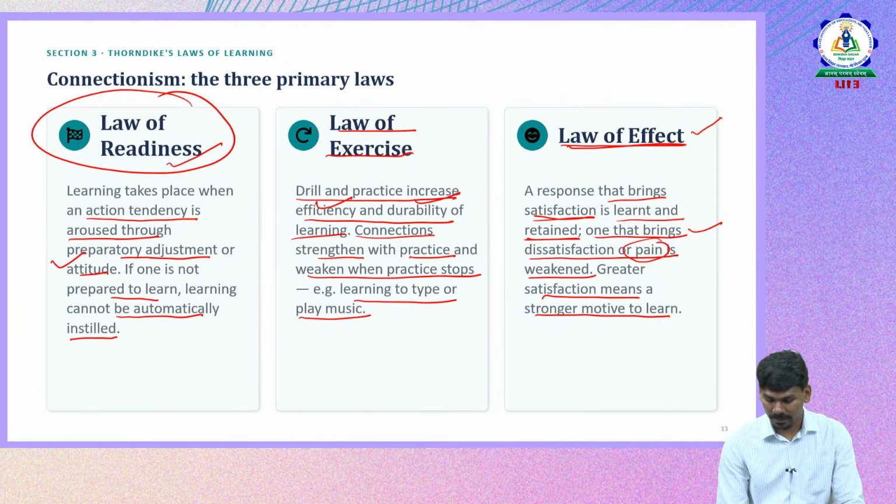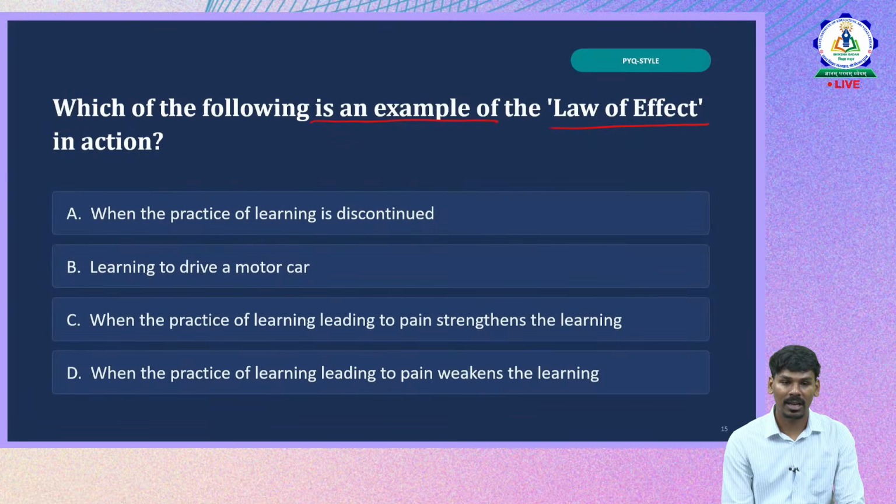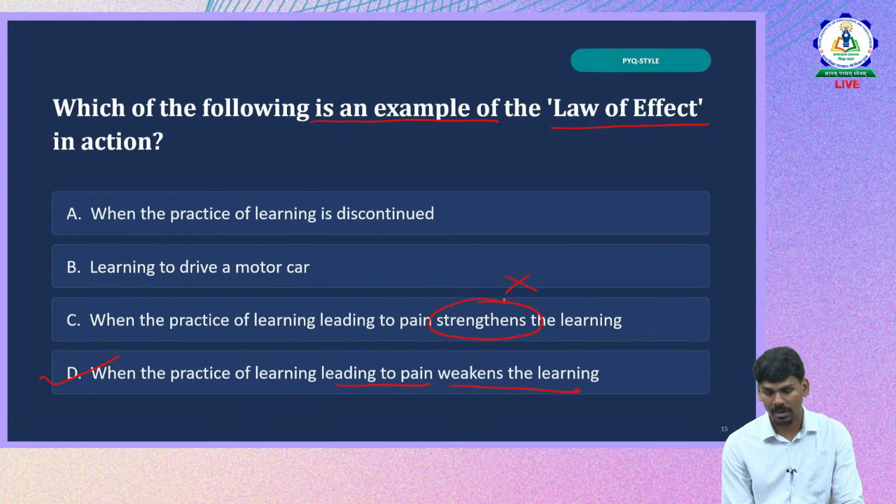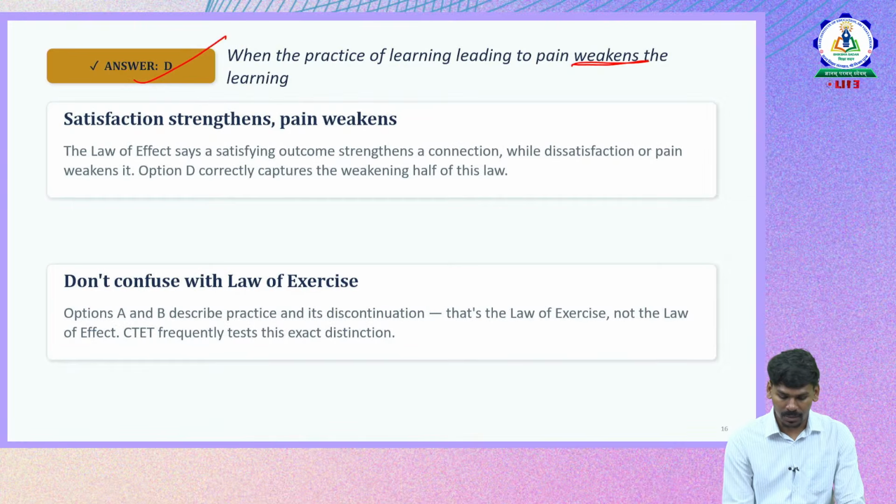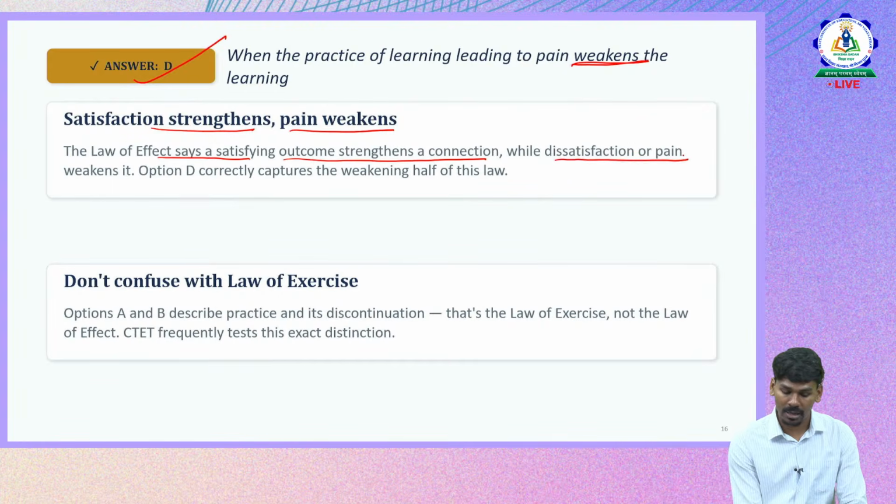Because when we go to the law of effect, right? Go to the second part, one that brings dissatisfaction or pain. I have marked here, weakens the learning. So the correct answer here is it weakens. When practice of learning leads to pain, it weakens. It does not strengthen. This is wrong. Please don't get confused. Satisfaction strengthens, pain weakens. That is what law of effect talks about. The law of effect says that a satisfying outcome strengthens a connection and dissatisfaction or pain weakens it. So don't confuse it with the law of effect.